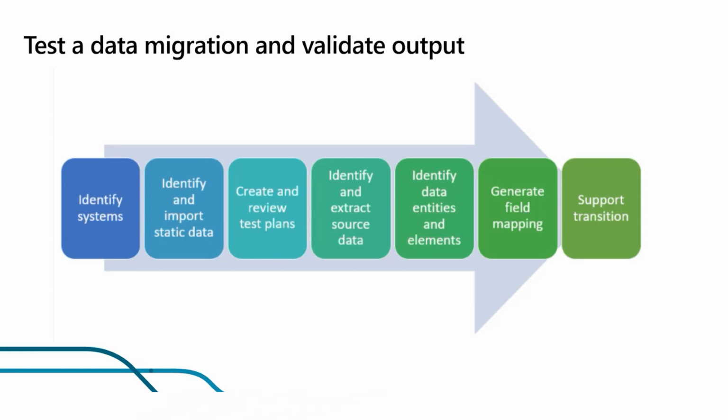For example, create backups of the system. If at all there is an error occurring during migration, you can reset the database to the previous state. You can identify and extract the source data. Identify data entities and elements, generate field mapping, and also support this transition throughout.